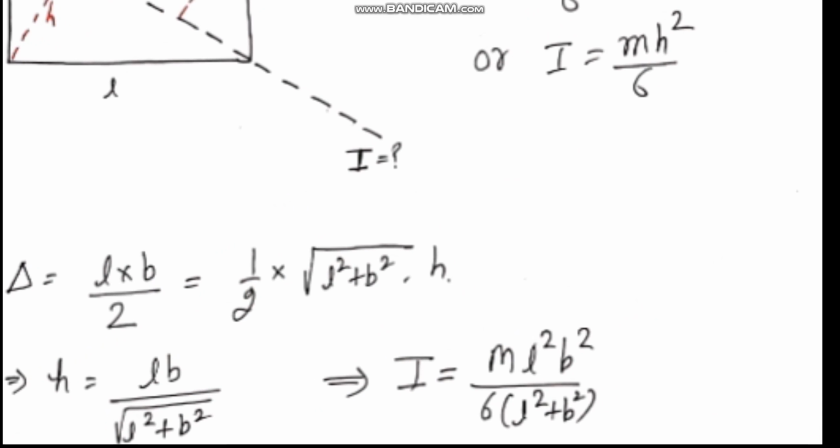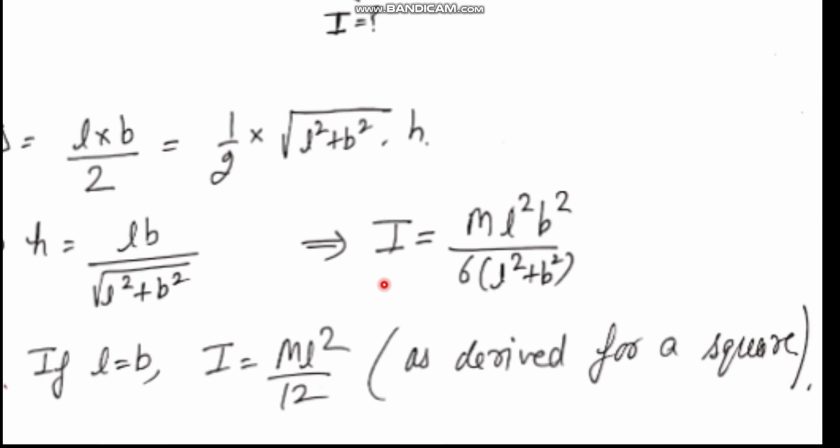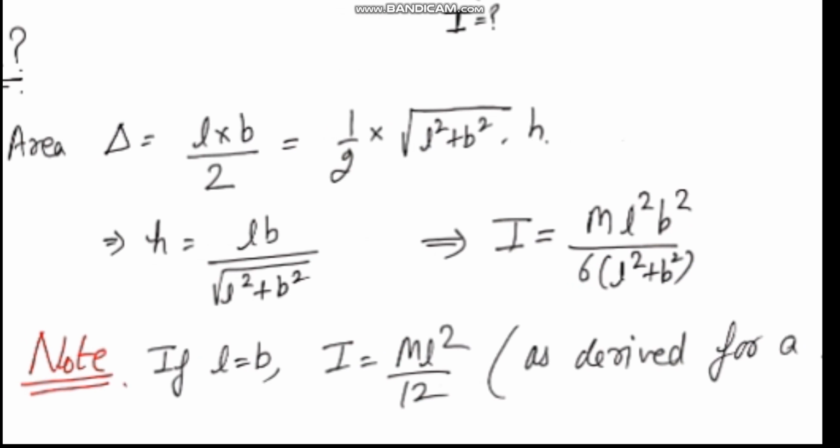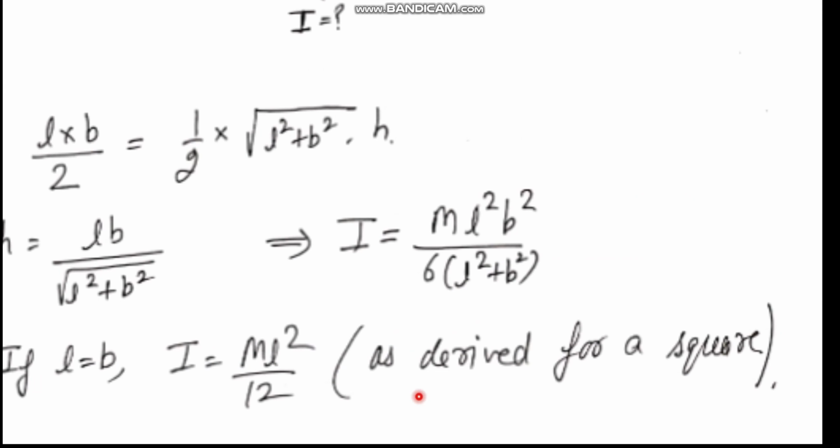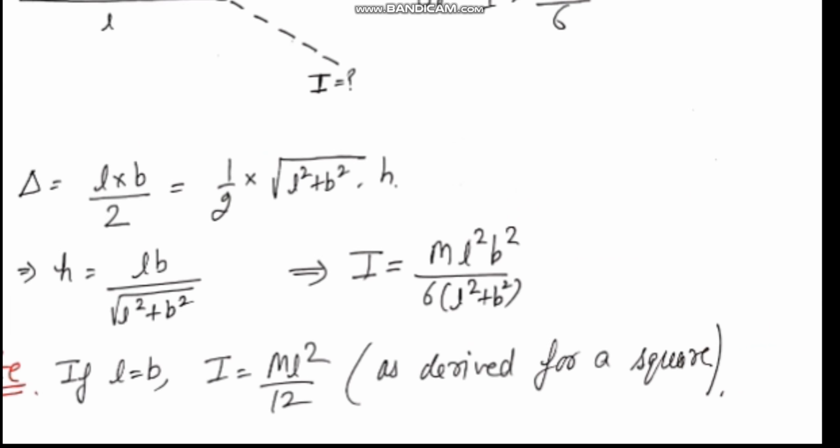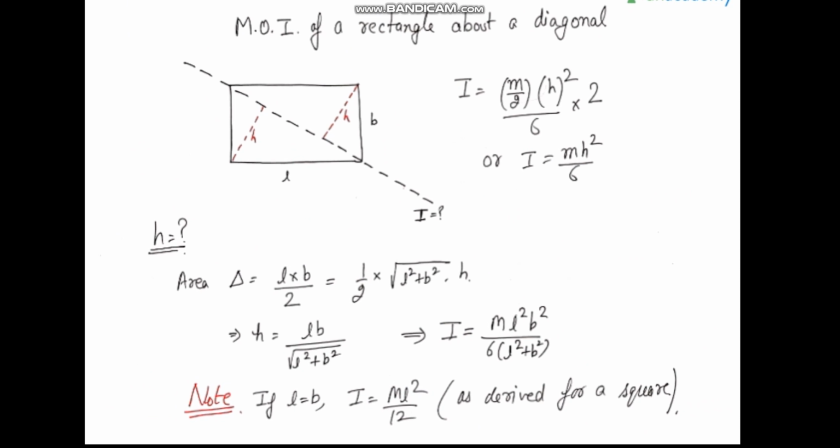We can substitute this h over here to obtain the moment of inertia about a diagonal as m L square B square by 6 times of L square plus B square. Now just for curiosity, we can check that if we take L equal to B, then this becomes m L square into L square by 6 times of twice of L square, and that will come out as m L square by 12, which we derived for a square also. That is just to cross check whether we have calculated it correct or not. So in this part of the lecture, I demonstrated how to find the moment of inertia of a square plate, cube and triangle.